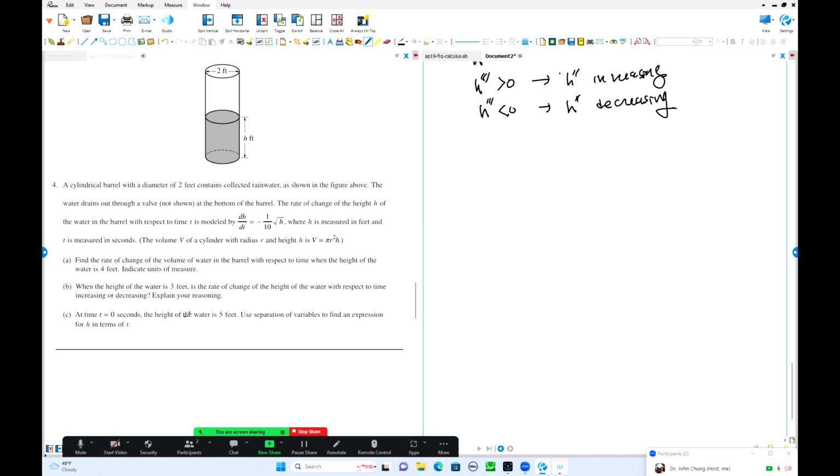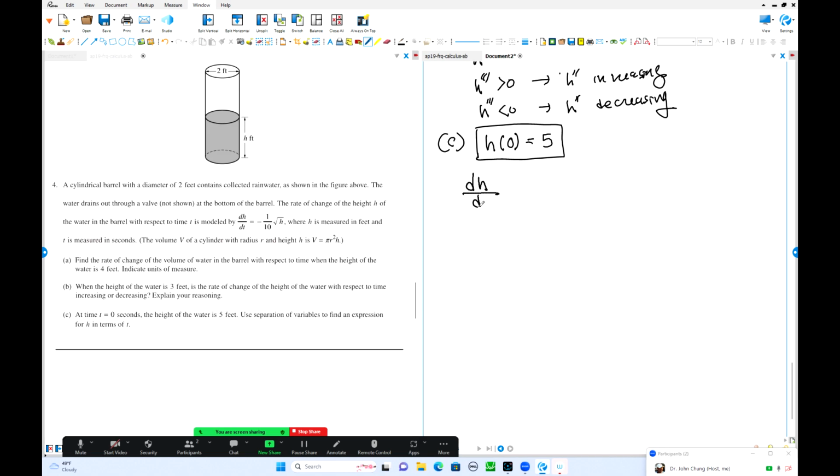We did part B. Try part C. At time t equals 0 seconds, the height of water is 5 feet. At the beginning, the initial height is 5 feet. There is some water there with height 5. Use separation of variables to find the expression for h in terms of t. So that means when time t equals 0, h is 5. That is the initial condition, and using it we are going to find the solution of this differential equation.